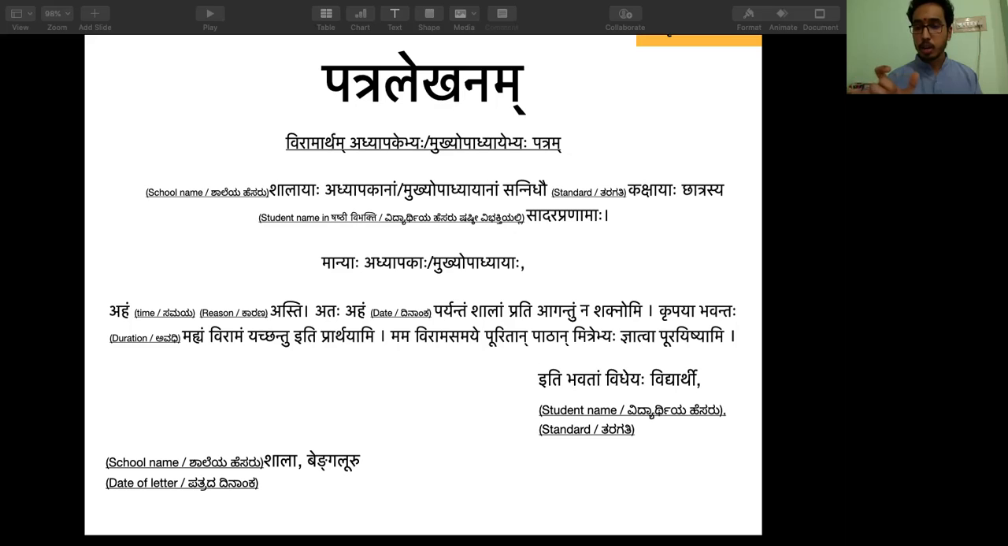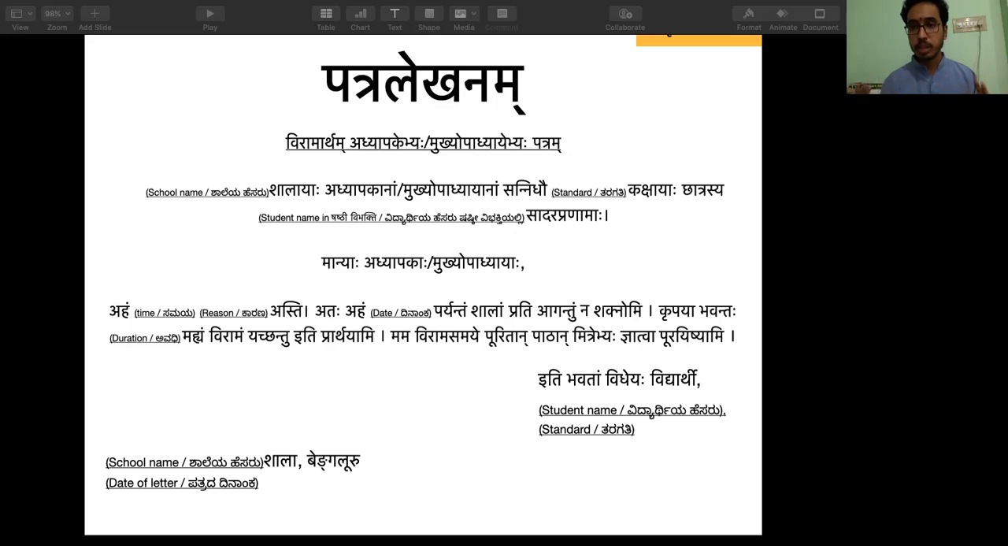Kripaya, the next sentence is common. Kripaya bhavantah avadhi. Here it is important. So you should decide. So if you're going for Tirupati, you need 2 days. So shvaha aham gachami, ataha aham 27/7/2021 paryantam na agachami. Hence 2 days, tomorrow as well as 27. So kripaya bhavantah dinadvayam, dinatrayam, dina ekam, whatever is your avadhi. Mahyam viramam yachantu iti prarthayami. Mama virama samaye puritan pathan mitrebhyah jnatva purayishyami.